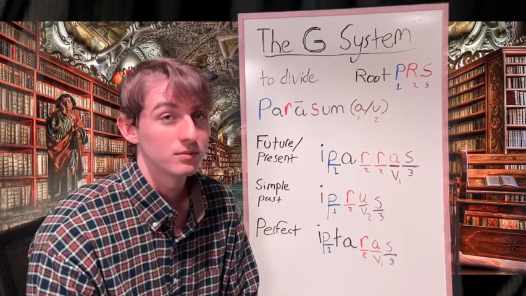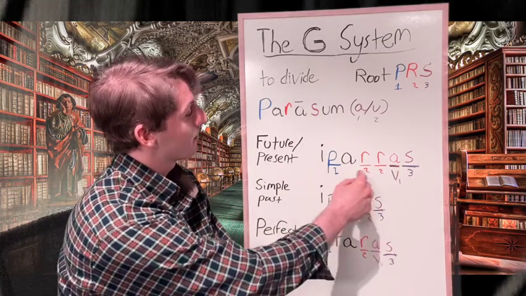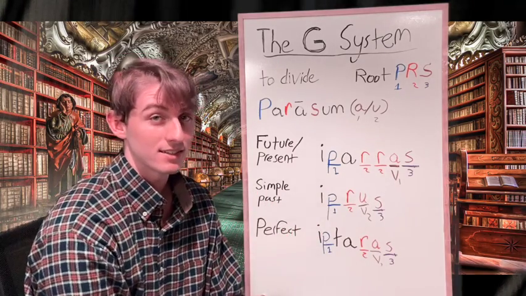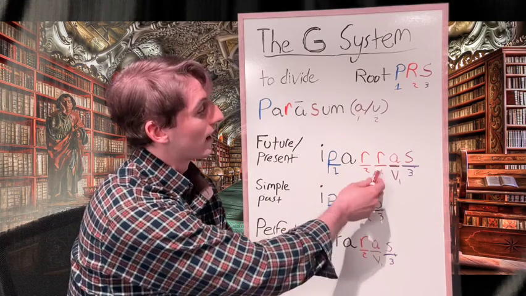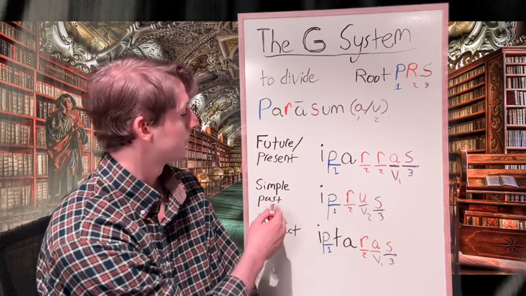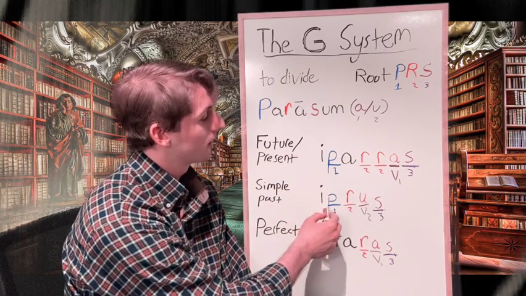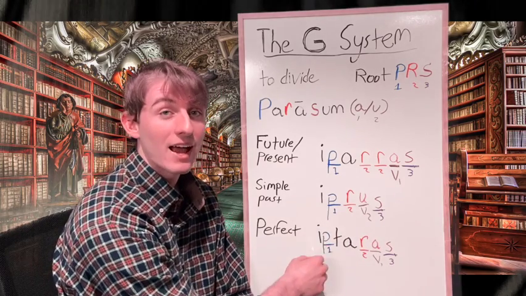Just like shirakum, you can see that these three root letters fit into the exact same pattern to give us our three different tenses, which we would translate as he, she, or it will divide, or he, she, or it divides in the present tense. Simple past, he, she, or it divided, or perfect, he, she, or it has divided.